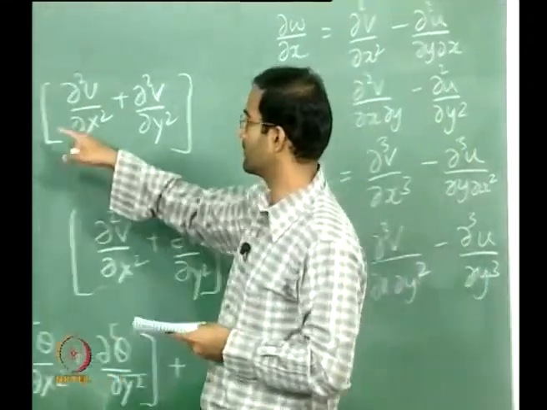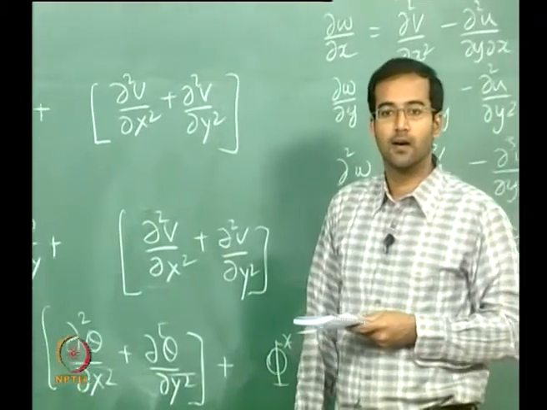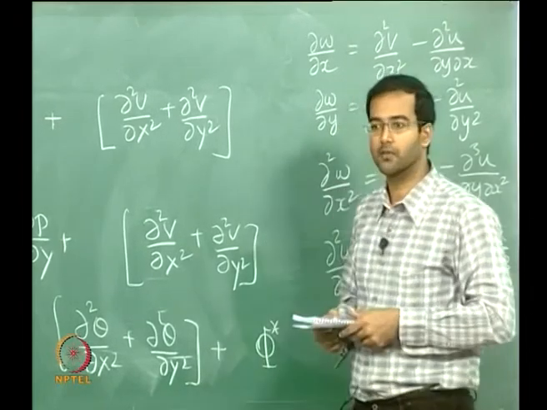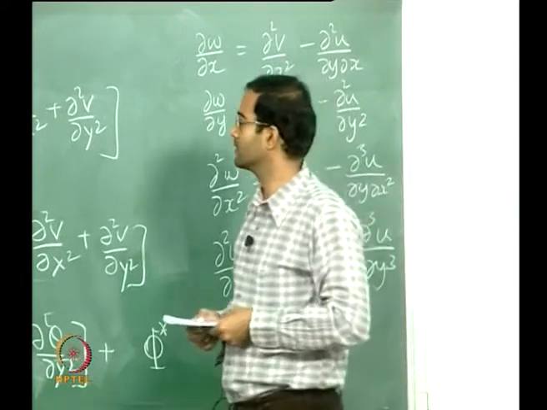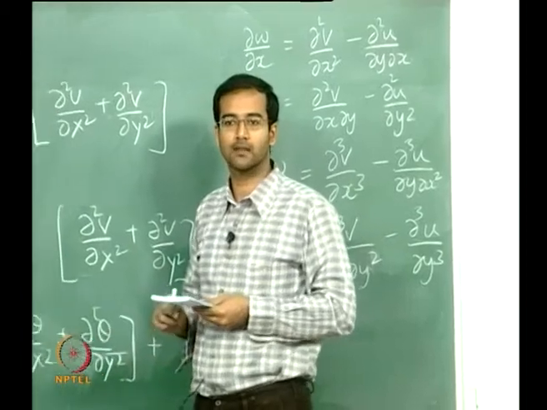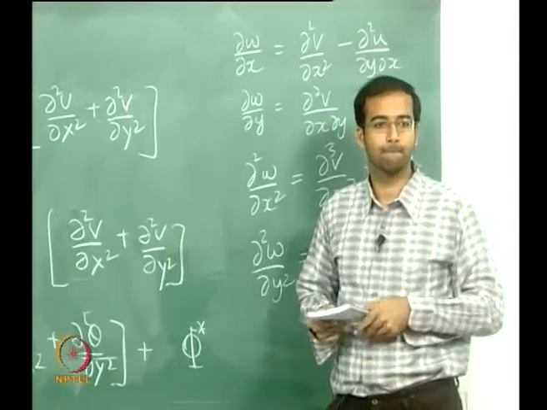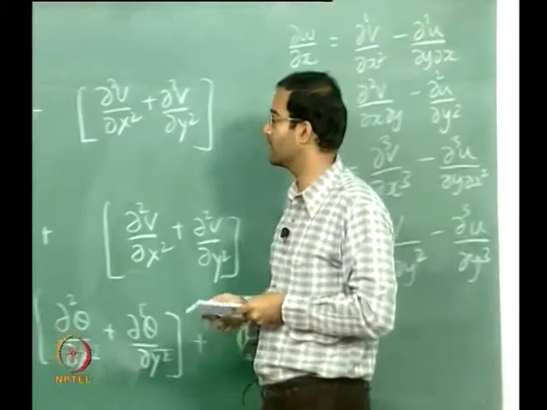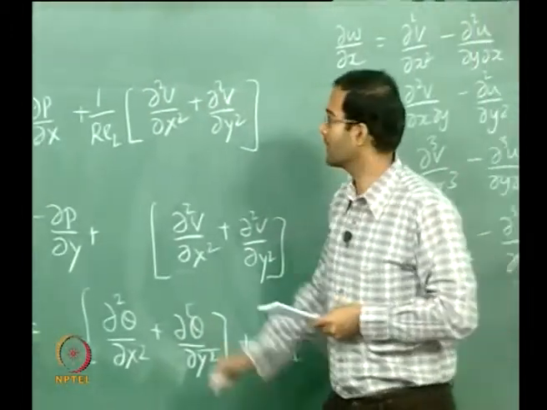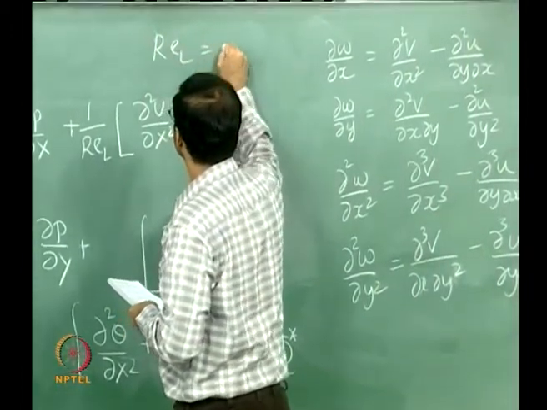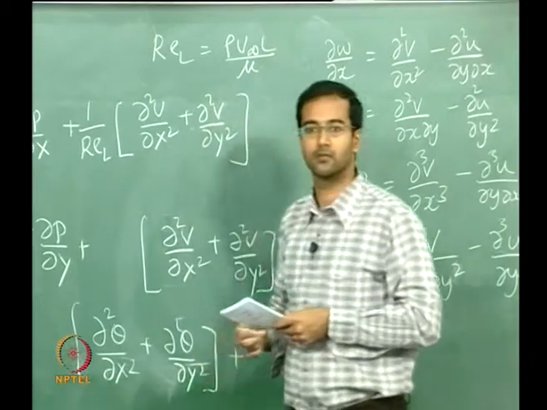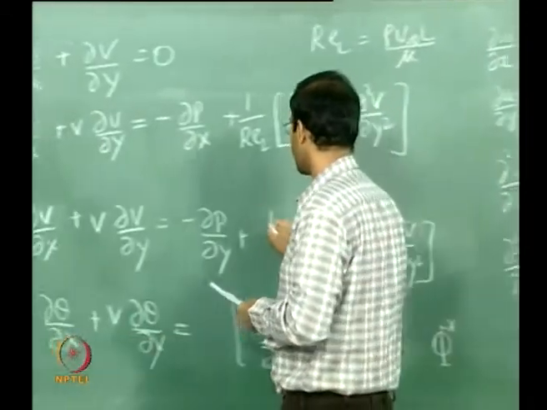So what should be the term right here? Reynolds number. If your Reynolds number is very large, what happens? This term is more important than the convective term, is that correct? It should be 1 by Reynolds number, right? 1 by Re based on the length, where Re_L is nothing but rho u infinity L by nu, correct? Similarly the same thing comes here, 1 by Re_L.